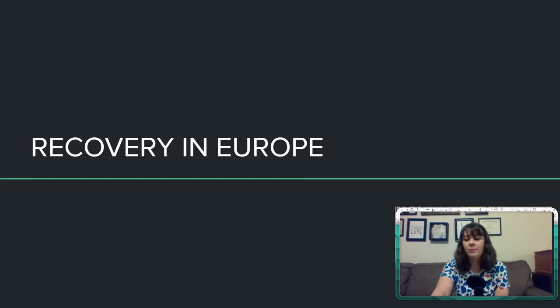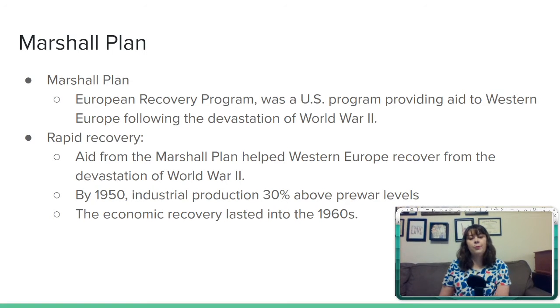So we're going to look at Europe first. First off, we have this thing called the Marshall Plan. Your assignment today is going to be on it, and it'll go into more detail. But the Marshall Plan is essentially a United States program to help Europe recover from the war. It provided aid to Western Europe following the devastation of World War II. This included sending food and sending money to get their economies back on the way.